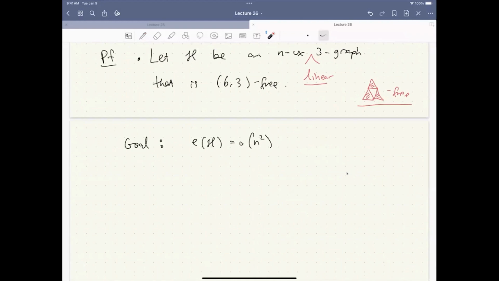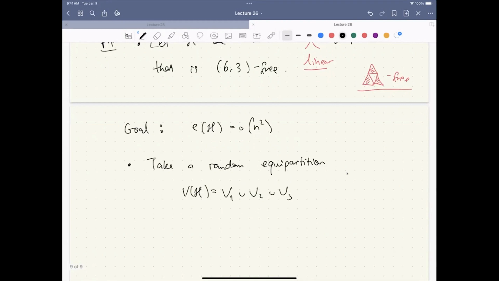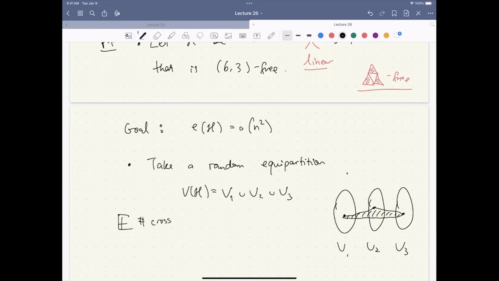First, we convert H into a 3-partite 3-uniform hypergraph while retaining a positive fraction of edges. This is easy just by taking a random partition. So take a random equipartition. Equipartition means each Vi is of the same size. V1, V2, V3. An edge is called a cross edge if it contains exactly one vertex from each part. Then the expected number of cross edges is what? It's not hard to show that it's 2/9 times the number of edges in H.